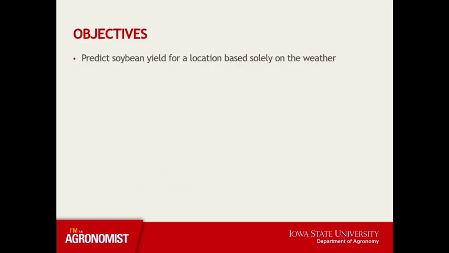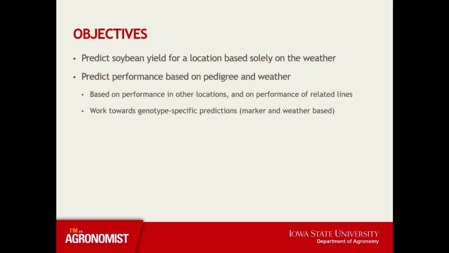random weather events? So the objectives for this project are to predict soybean yield, primarily for a location, based solely on the weather. This was the first step in our project, and it's only looking at that E component of the equation that we started with. However, we also want to bring in the genetics part, the G by E component. So we want to be able to predict performance based, in this case, on pedigree and weather.